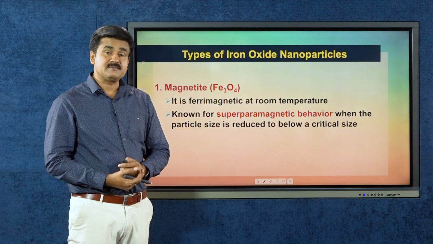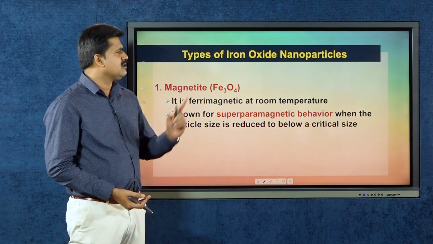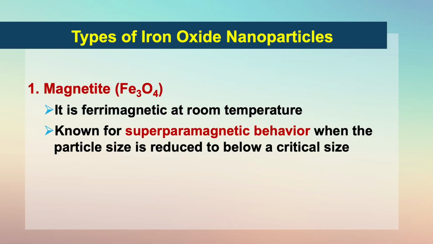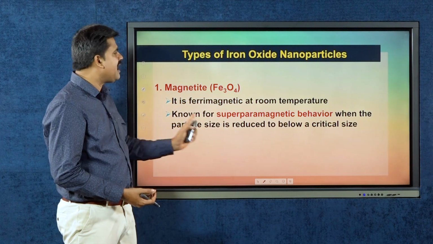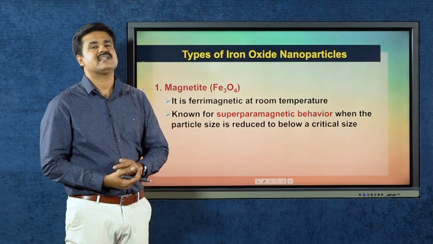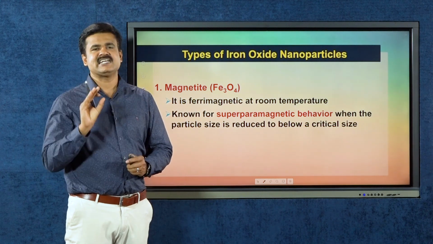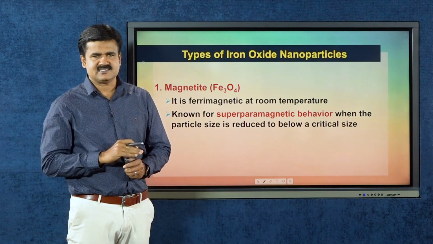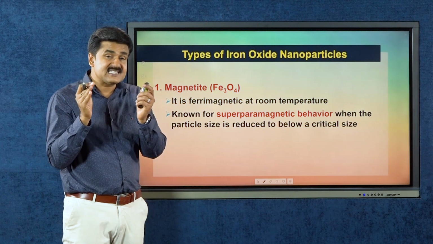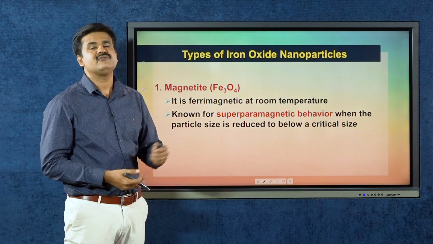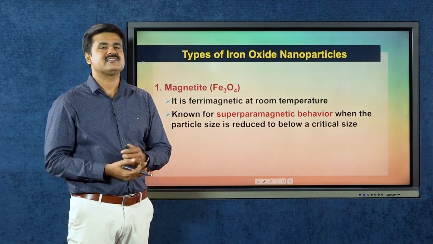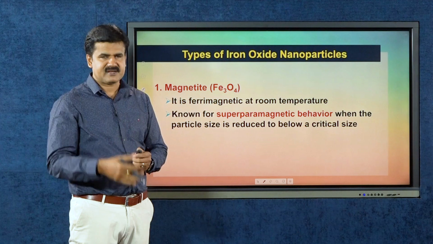There are several types of iron oxide nanoparticles. The first, most popular one is the magnetite nanoparticle. It is Fe3O4. It is ferrimagnetic at room temperature. It is known for superparamagnetic behavior when particle size is reduced below a critical size. So, at ordinary conditions, magnetite exhibits ferrimagnetism. But whenever you reduce the size to a certain nano regime, they will exhibit the phenomenon of superparamagnetism. You are familiar with superparamagnetism, I have explained it previously.